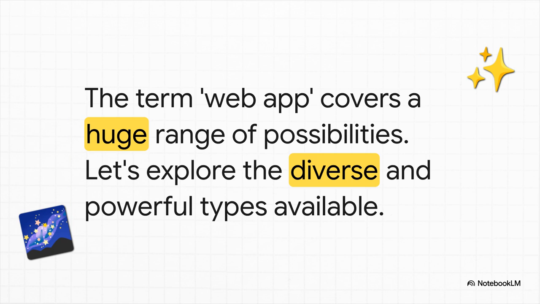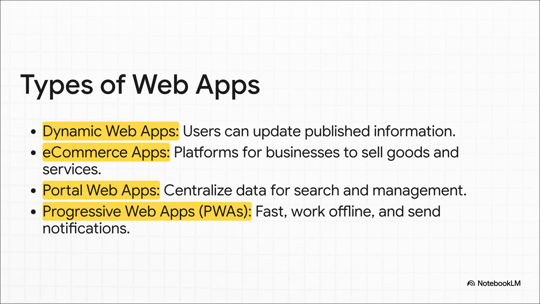You know, the term web app covers a massive range of possibilities. It's not a one-size-fits-all thing. So let's just take a quick tour through this universe of web apps to see just how diverse and powerful they can really be. So you've got dynamic web apps, where users can actually update information. Think of a blog platform or a forum. Then you have e-commerce apps, which are basically entire online stores. Portal web apps are all about centralizing huge amounts of data, like a university's student portal. And then there are progressive web apps, or PWAs, which are really the new frontier. They're incredibly fast, they can work offline, and they can even send you push notifications.